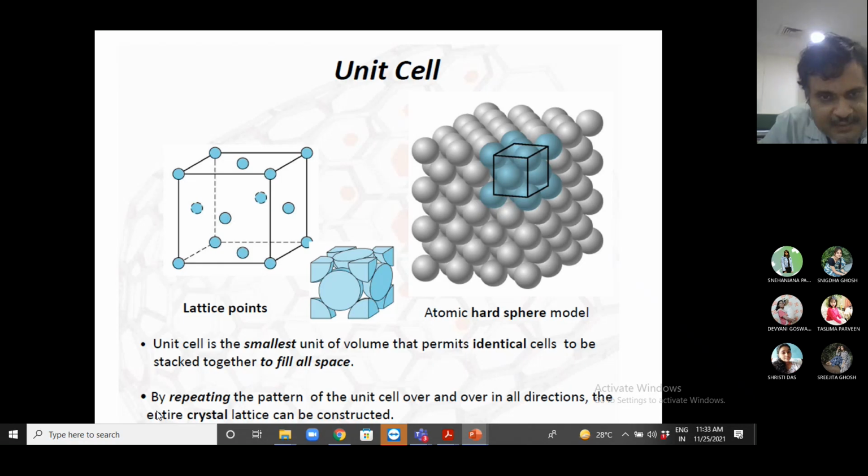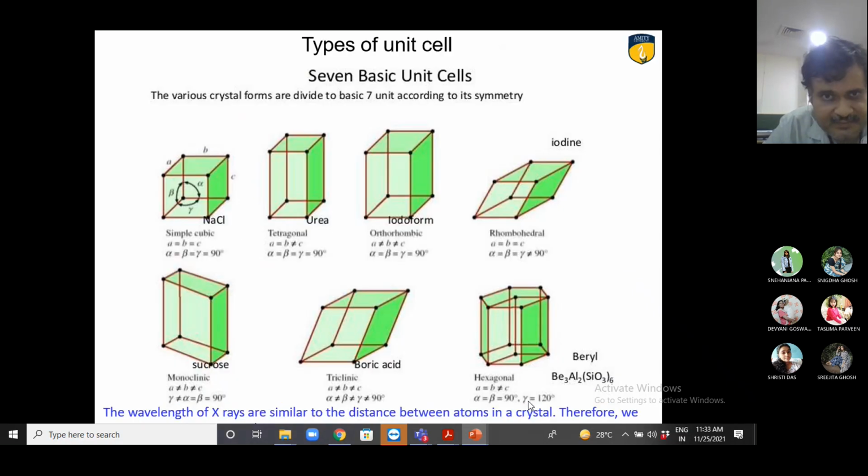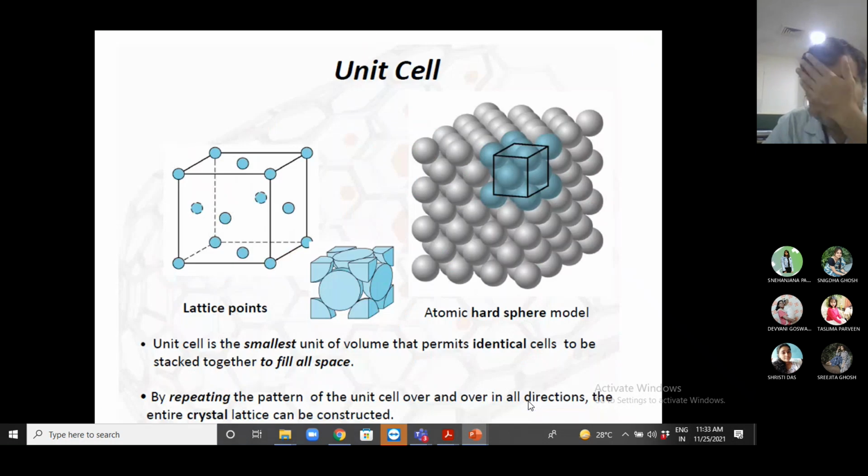So unit cell is the smallest unit of a volume that permits identical cells to be stacked together to fill the space of the crystal. By repeating the pattern of the unit cell over and over in all directions, the entire crystal lattice can be reconstructed. So now my question is, how many types of unit cell can be there? Any guess?